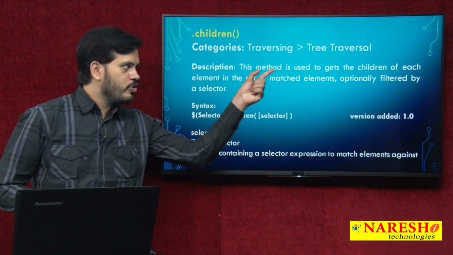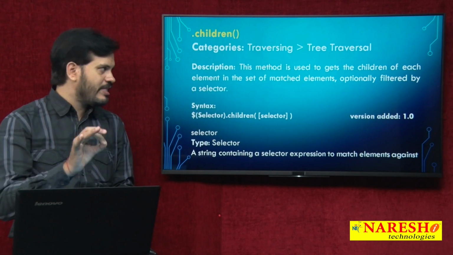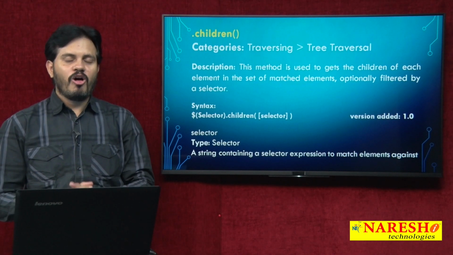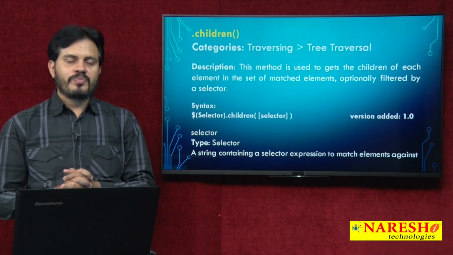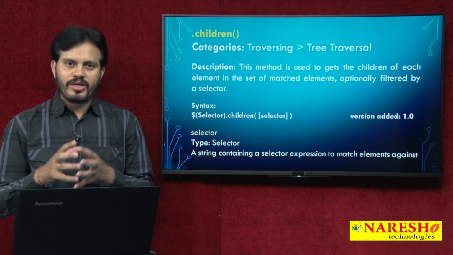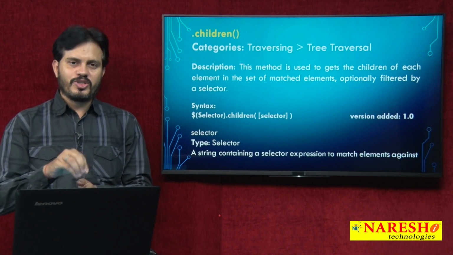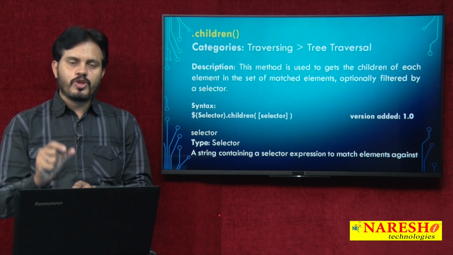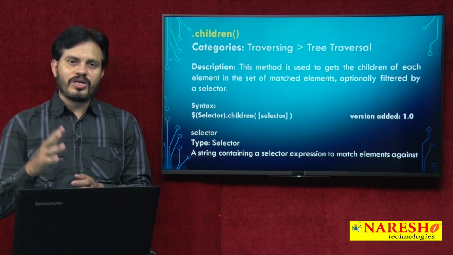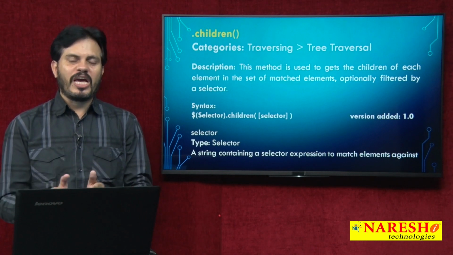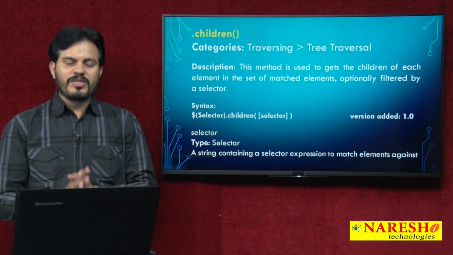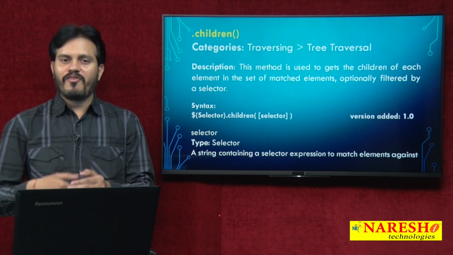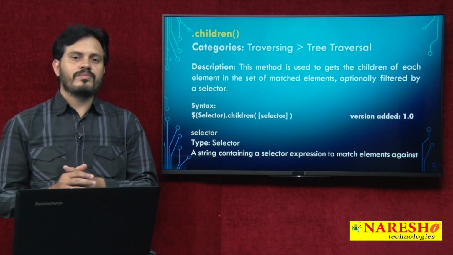This method is used to get the children of each element in the set of matched elements, and optionally filtered by a selector. By default it gets all the children in the set of matched elements, but while getting all children, we may require only those children of a specific type. Like those children must be paragraph tags, or span tags, then all the children elements can be filtered by a selector.